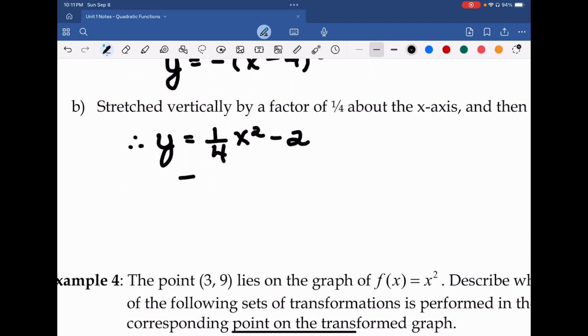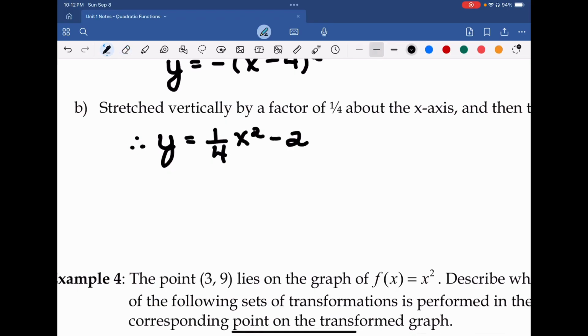And then again, we could view this as the following. If you really wanted to, we could say it's 1/4 and then x minus 0 all squared minus 2. But this is kind of irrelevant. If we don't want to put this there, we don't have to. This is basically just saying that there is no horizontal translation. But if there's no horizontal translation, let's just leave it out and keep it as just x squared.